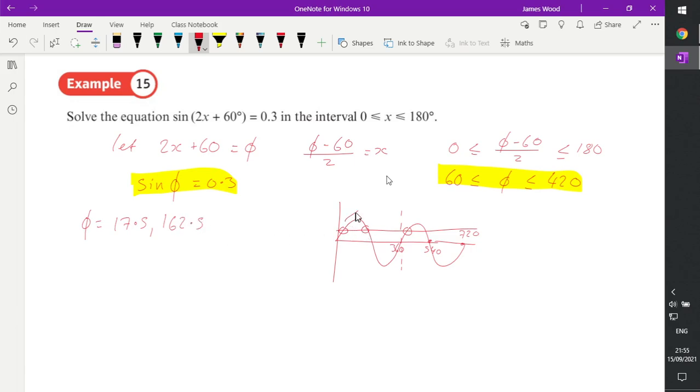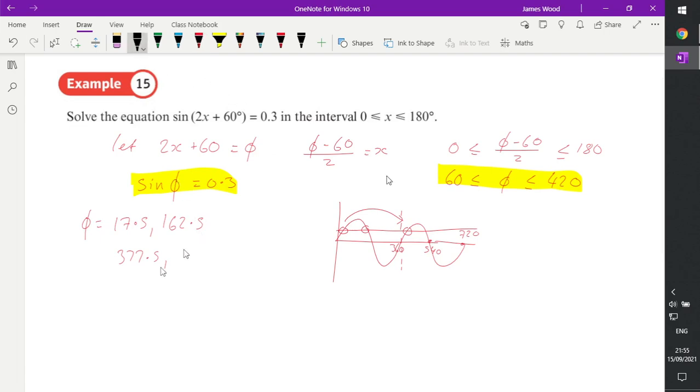Now remember, to get to the next one, I could add 360. So 360 plus 17.5 is 377.5. So yeah, that's in my limit. Let's check the other one, 162.5 plus 360. That would give me 522. So the next one wouldn't be in my limit. So those are my three solutions.